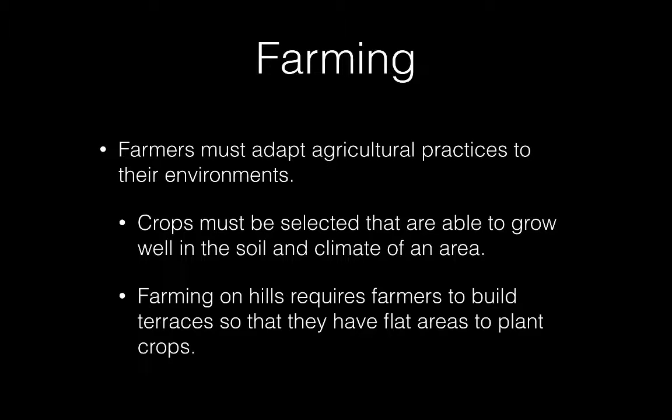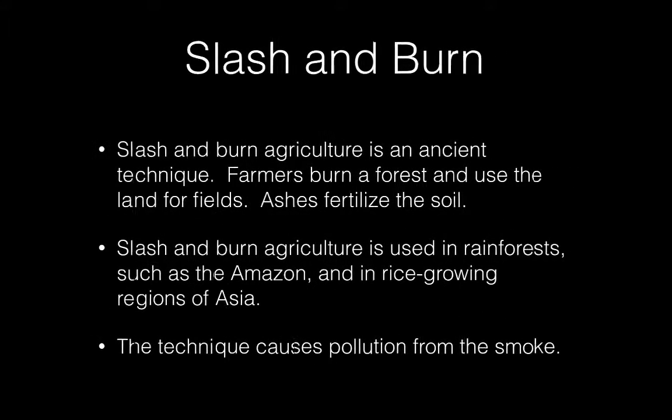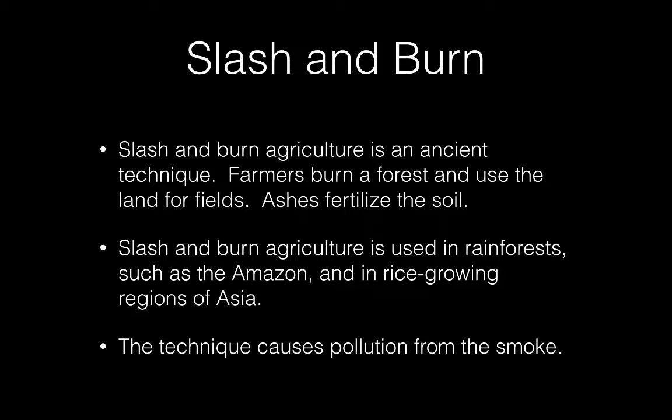Farming on hills requires farmers to build terraces so that they have flat areas to plant crops. Slash and burn agriculture is an ancient technique. Farmers burn a forest and use the land for fields. Ashes fertilize the soil. Slash and burn agriculture is used in rainforests, such as the Amazon, and in rice-growing regions of Asia. The technique causes pollution from the smoke.